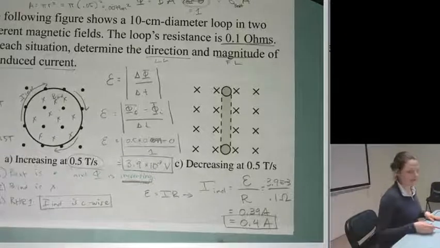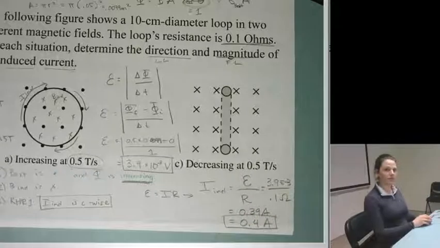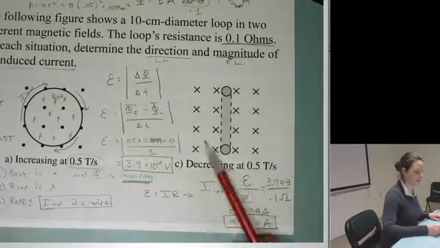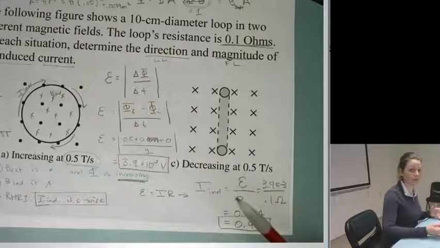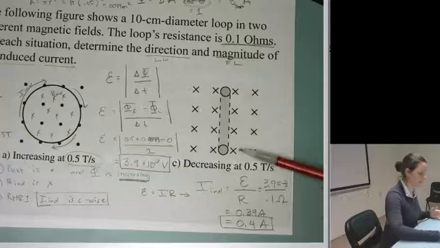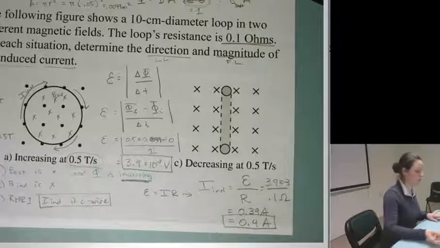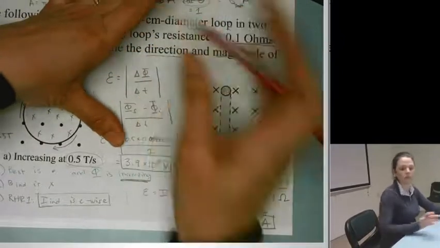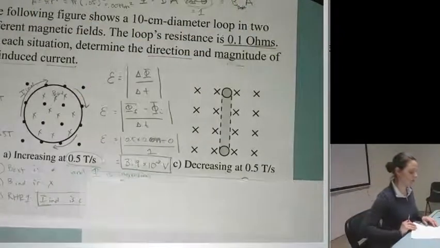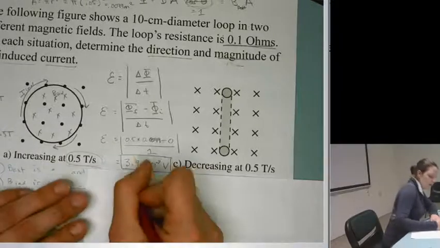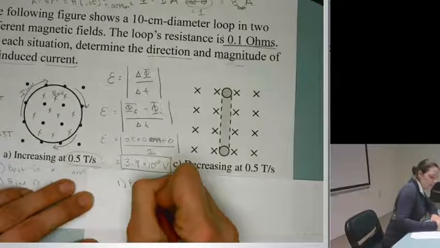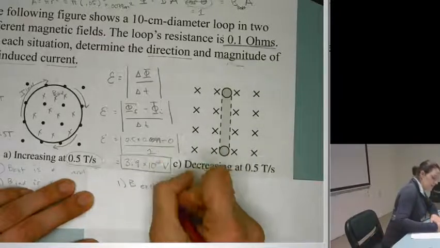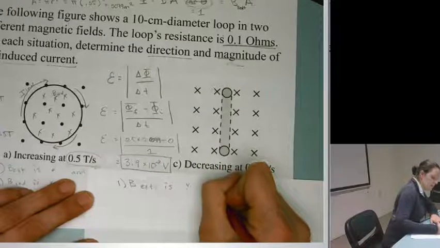We're running out of space. I don't really have any space to do this problem, but I think we can still talk through it. For this one, now the magnetic field is into the page. The external magnetic field points into the page, and it's getting weaker. Okay, so we'll start here. On a piece of paper here, say that our first step is that B external is into the page and getting weaker.